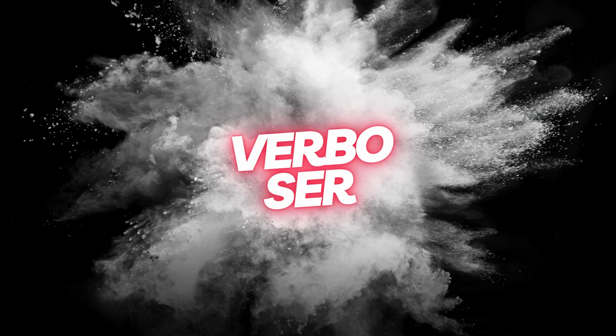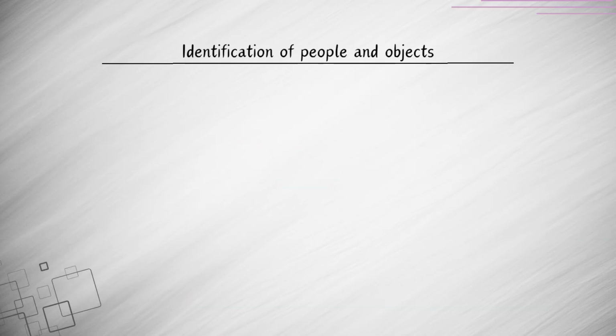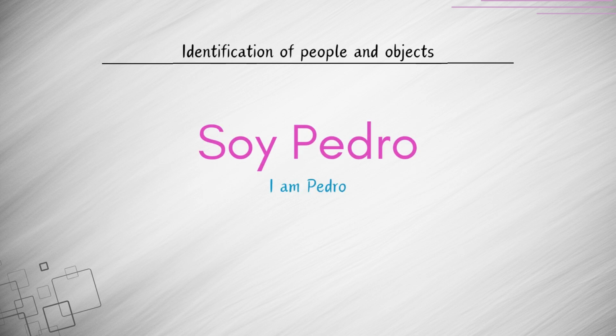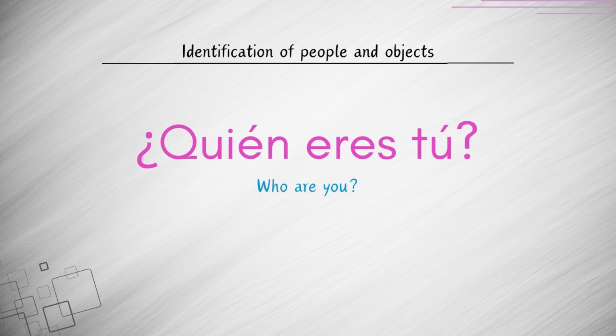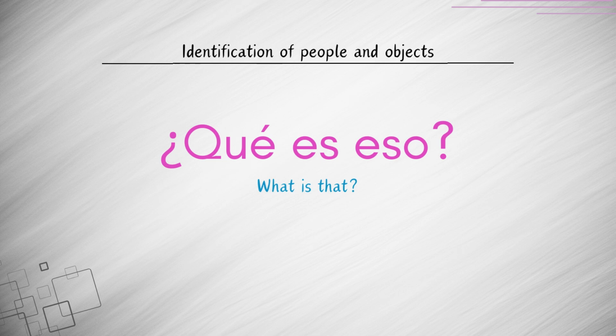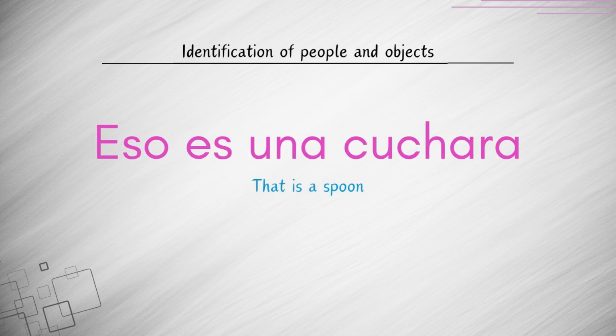First, we have el verbo ser. The verbo ser is used to identify people and objects. For example, soy Pedro. I am Pedro. ¿Quién eres tú? Who are you? ¿Qué es eso? What is that? Eso es una cuchara. That is a spoon.